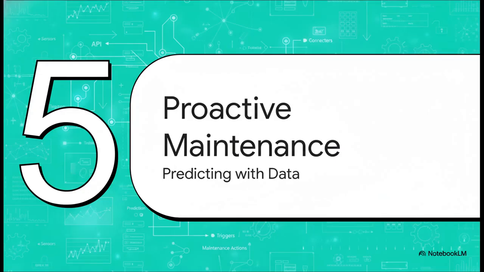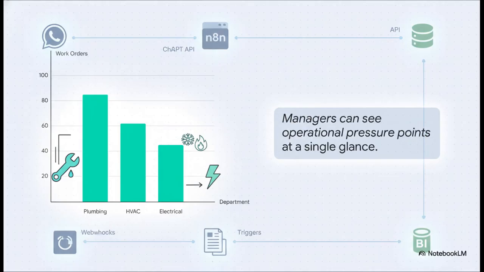And that brings us to the ultimate payoff, the moment we've been building towards. In our final section, the shift to proactive maintenance. This is where we stop just fixing problems as they pop up, and we start using our data to predict and prevent them from ever happening in the first place. And here's what that looks like in practice.